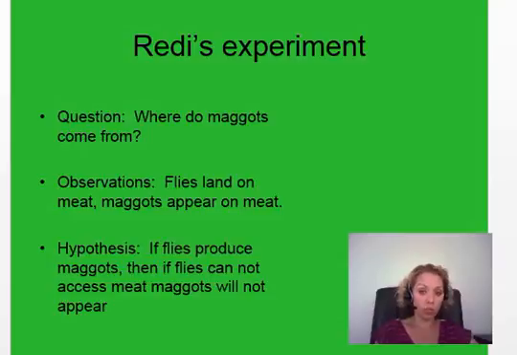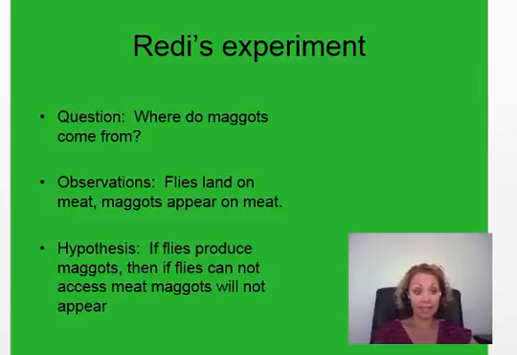So his question or his problem was, where do maggots come from? Well, he made observations that flies land on meat. You leave meat sitting out too long and the flies start landing on it. And later, the maggots then appear. Well, he then was inferring that maybe the maggots actually come from flies, but he had to actually prove it with a controlled experiment. So he stated a hypothesis, well, if flies produce maggots, then if flies cannot access the meat, maggots won't appear.